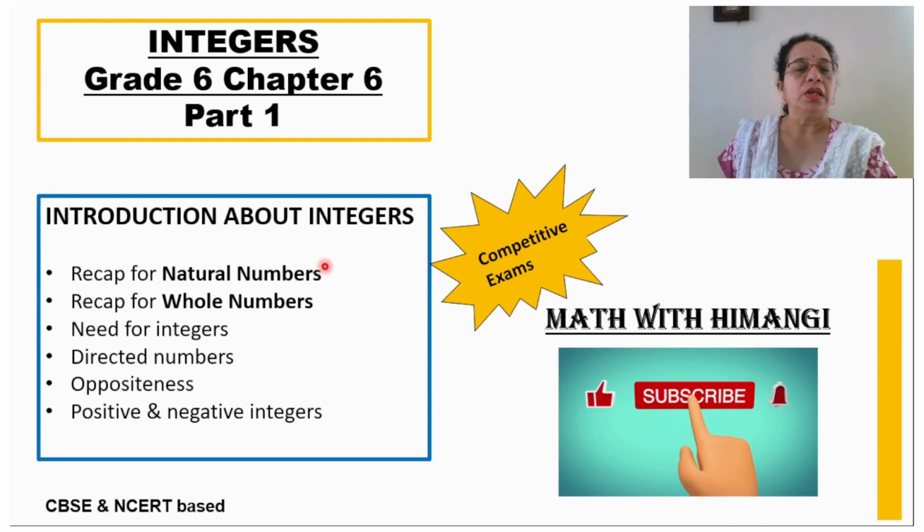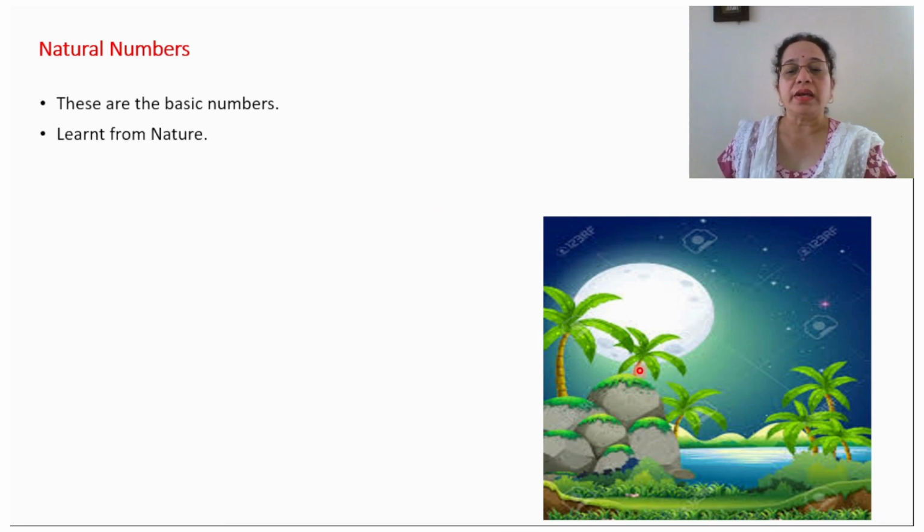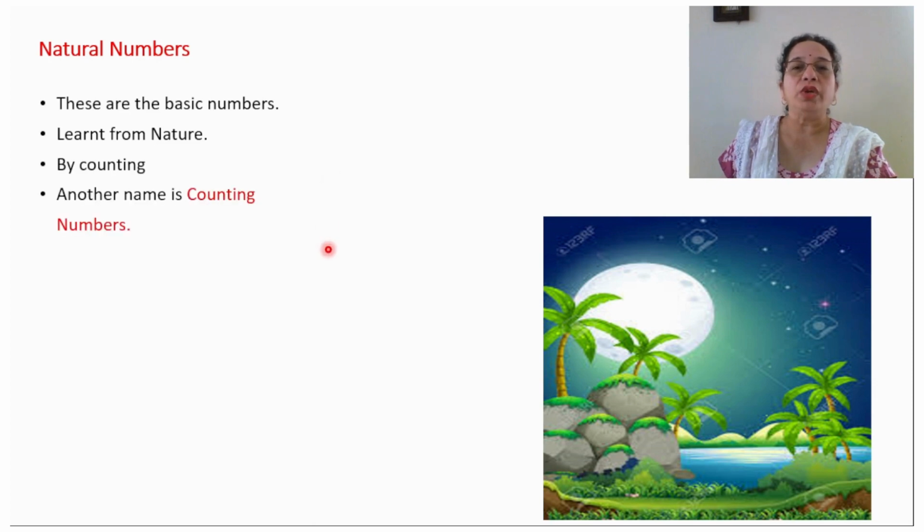I am going to cover these subtopics in today's video. So let us start with the natural numbers. Natural numbers are the basic numbers that we learn from nature, such as how many trees are there, how many stones you can see over here. So this is the way we learn natural numbers, by counting. That's why another name for natural numbers is counting numbers. Natural numbers are denoted by capital N. So capital N consists of 1, 2, 3, 4 and so on, that is, infinite numbers.